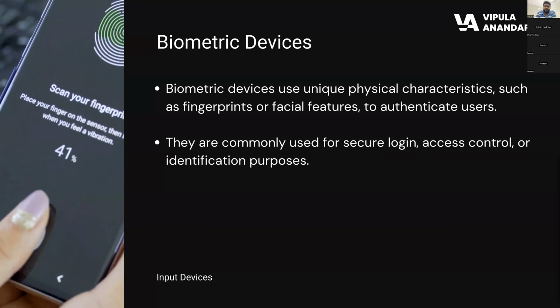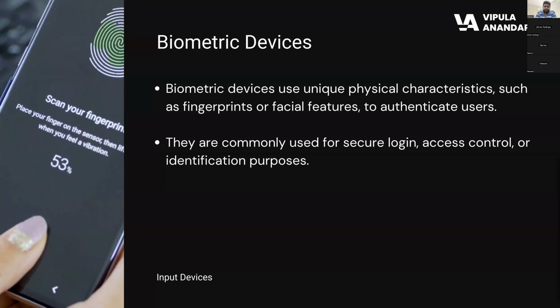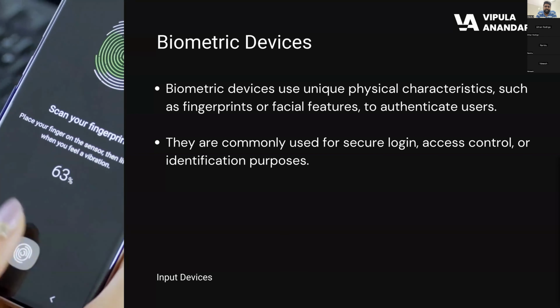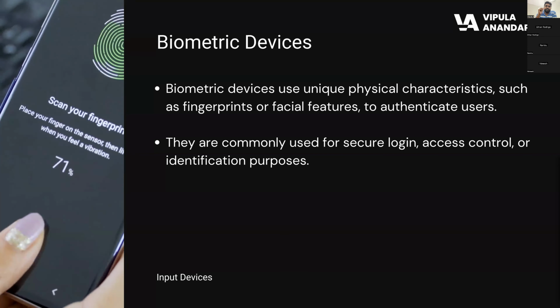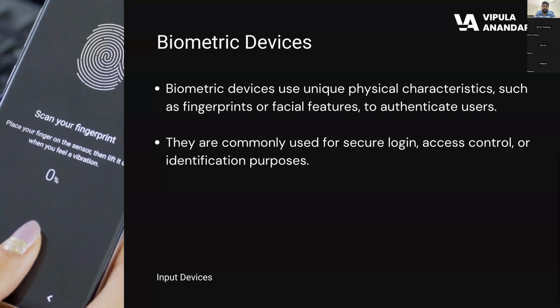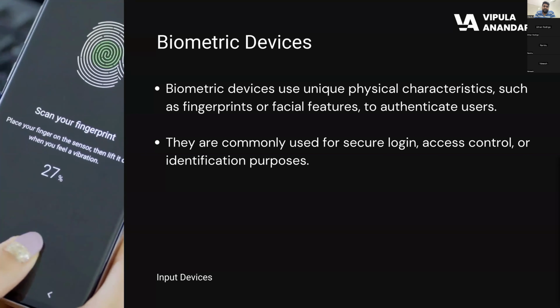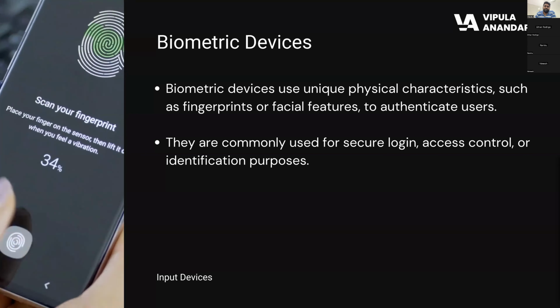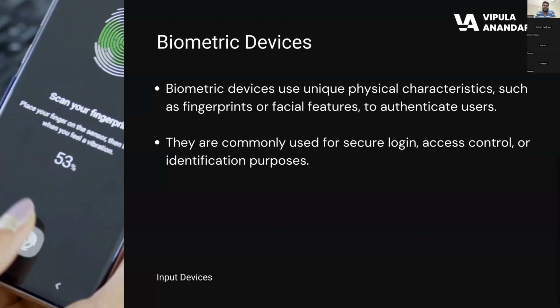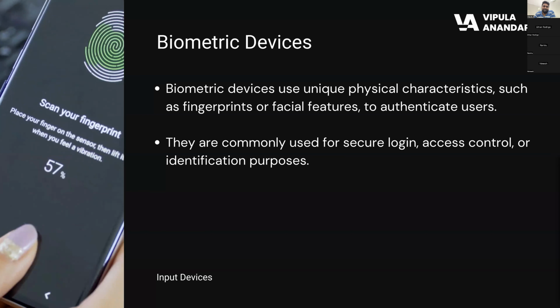Let's say when you go into facebook.com and try to log in, all you need to do is open facebook.com, authenticate and trust the device. Once you trust the device, all you need to do is put your thumb on the scanner and it will automatically authenticate you into the website.